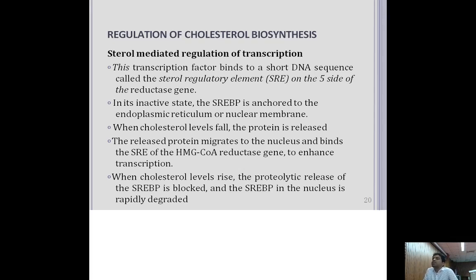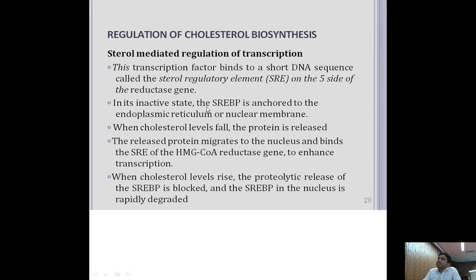Basically, SREBP is a transcription factor, which is required for the transcription of the HMG coenzyme A reductase gene. Generally, because of the excess chylomicron, VLDL and LDL, more and more cholesterol goes inside the cell, and it inhibits transcription. But whenever the level of cholesterol falls inside the cell, this SREBP transcription factor, which is a protein, is released from the nuclear and endoplasmic reticulum membrane.